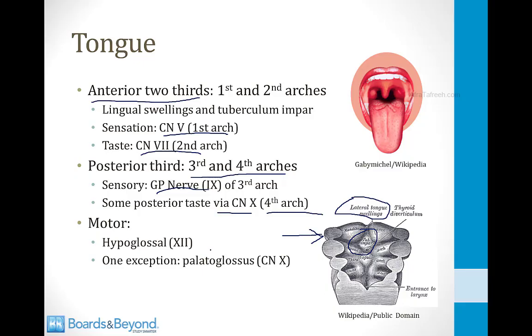And then to make this even more confusing to medical students, the motor innervation to the tongue is totally different. The motor innervation comes from the hypoglossal nerve, cranial nerve 12, with one exception: the palatoglossus muscle is innervated by cranial nerve 10. And that concludes our video on the pharyngeal arches.